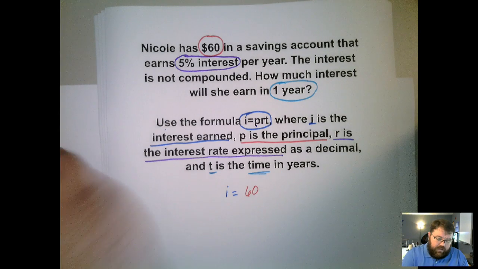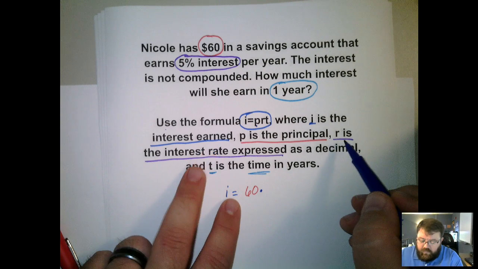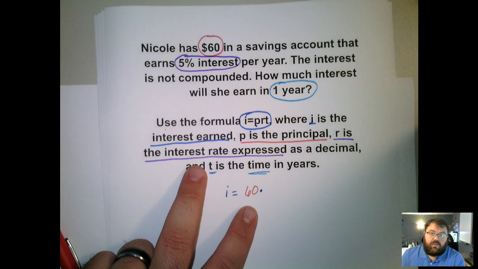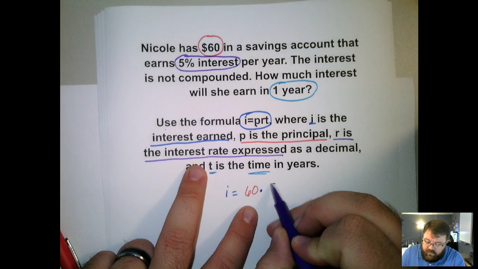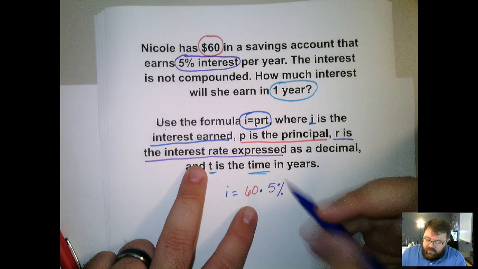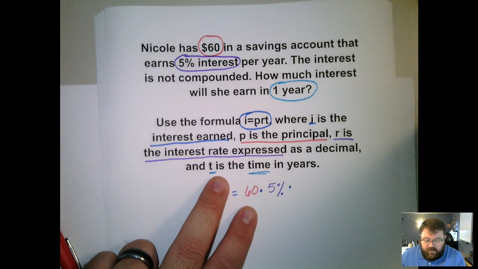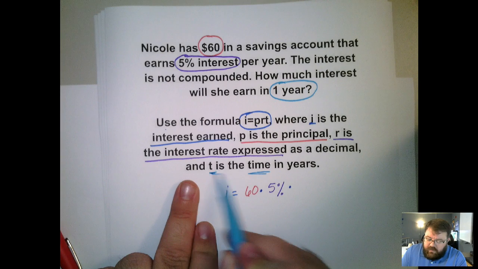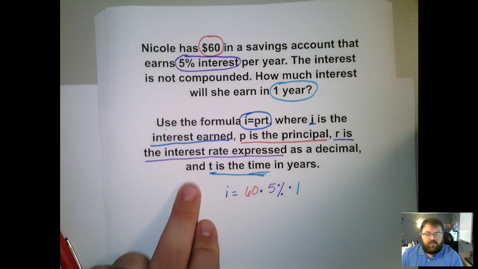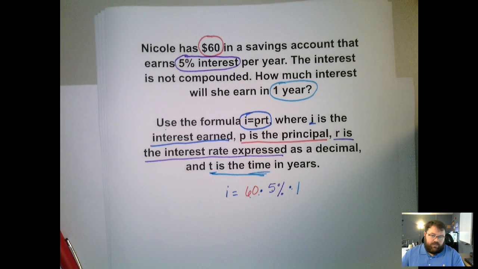We're going to multiply that by the rate. How much is the bank going to give you? In this case, it's 5%. And then we're going to multiply that by your time. How long are you actually going to be leaving that money in that bank? And that is for 1 year. Okay, so we have 60 times 5% times 1.